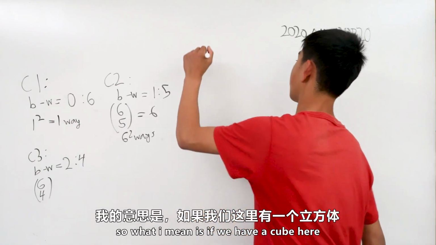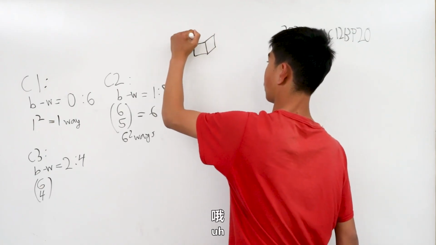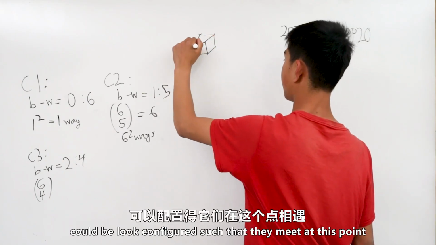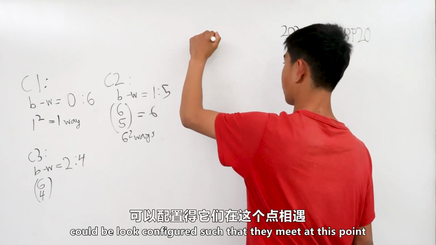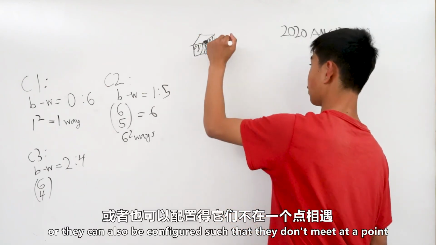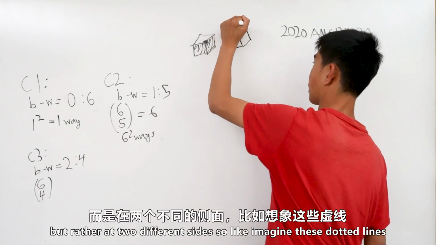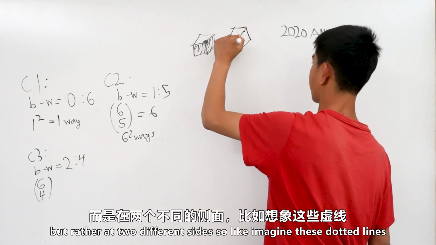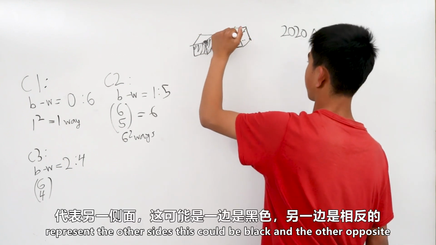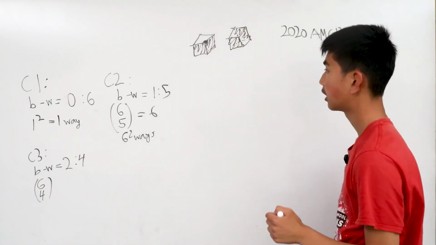So what I mean is, if we have a cube here, the black squares could be configured such that they meet at this point. Or they can also be configured such that they don't meet at a point, but rather at 2 different sides. So imagine these dotted lines represent the other sides. This could be black, and the other opposite end could be black.